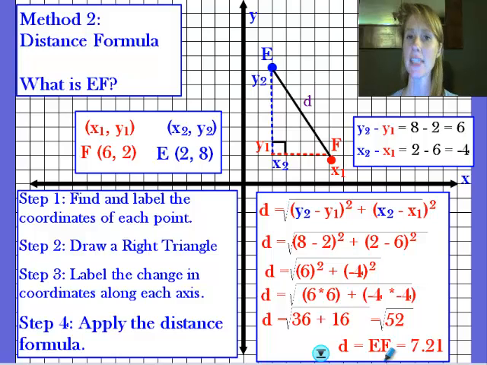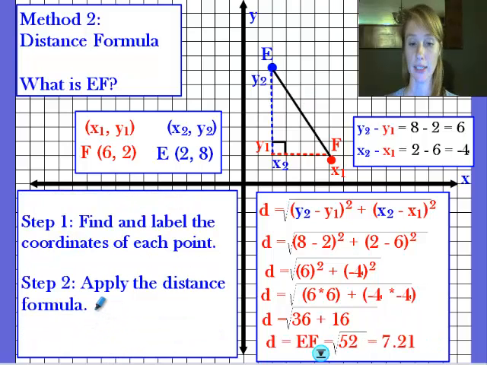Great job, guys. I know that seemed like a lot of work, but the beauty of the distance formula is once you've gained confidence using the formula, you can go directly from labeling your coordinates here to plugging it in to the distance formula here. So that actually would cut out steps 2 and 3, and you can go directly to only applying these steps. So that is why the distance formula is used for the coordinate plane.